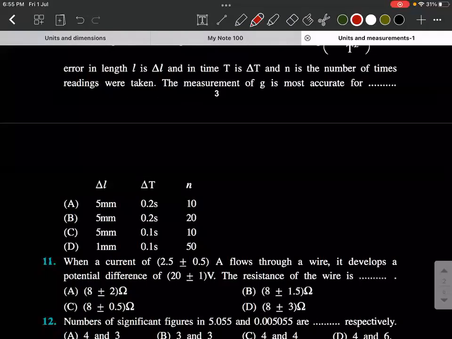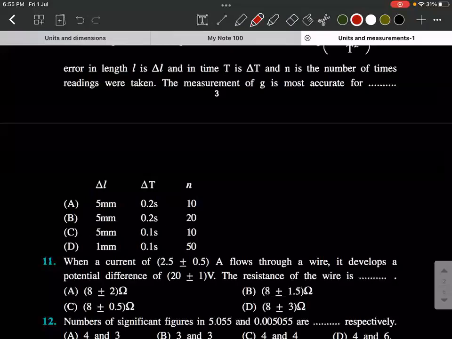So first one, if you see delta L is 5 millimeter, delta T is 0.2 seconds, and N is 10, means the experiment was repeated 10 times. 5 millimeter, the second case 0.2 second, but the experiment was repeated 20 times. 5 millimeter, 0.1 seconds, the experiment was repeated 10 times. 1 millimeter, 0.1 seconds, 50 times the experiment was repeated.